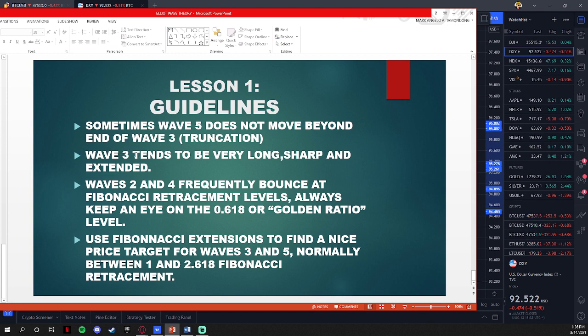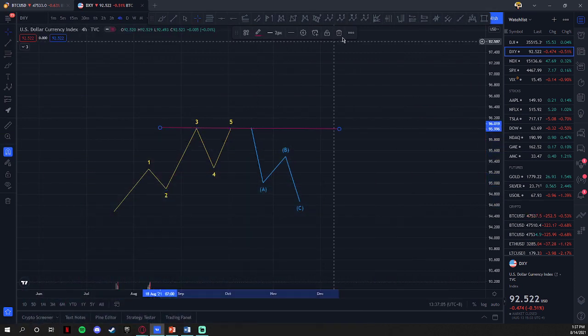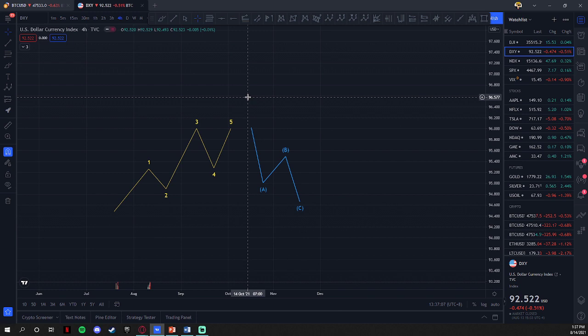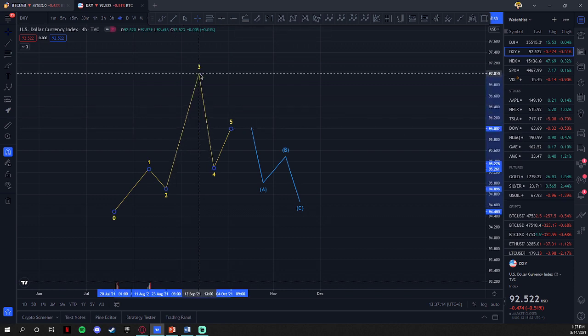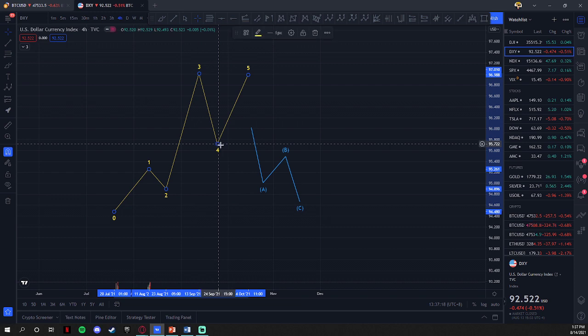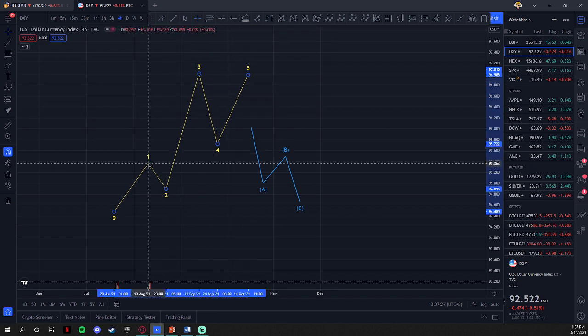Wave 3 tends to be very long, sharp and extended. This is because of everybody buying in, and it's so normal to see the third Elliott wave be very extended, like this. Then you get your retracement, you have your wave 4 and move on to wave 5. But wave 3 is normally the sharpest rise, a very quick impulse wave up.